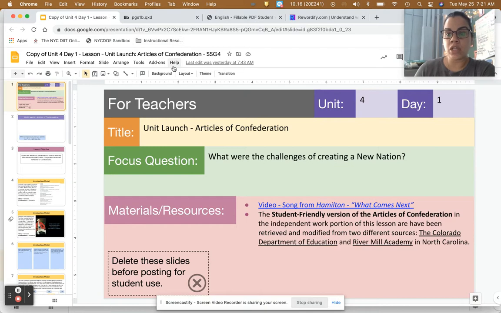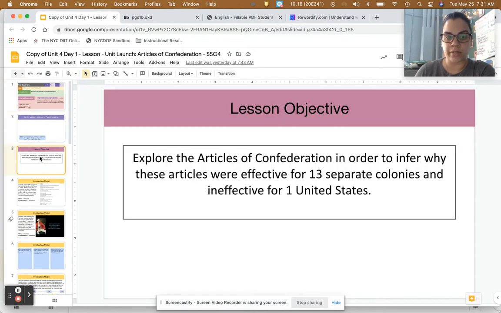Today, we're going to continue with our independent practice portion of the Grade 4, Unit 4, Day 1 lesson entitled Articles of Confederation. Our focus question is, what were the challenges of creating a new nation? And our lesson objective is to explore the Articles of Confederation in order to infer why these articles were effective for 13 separate colonies and ineffective for one United States.